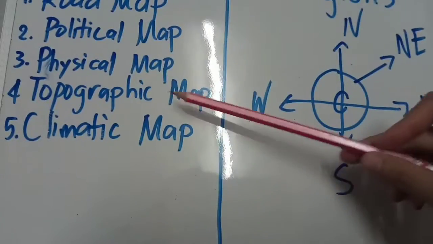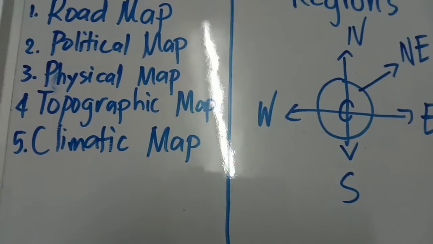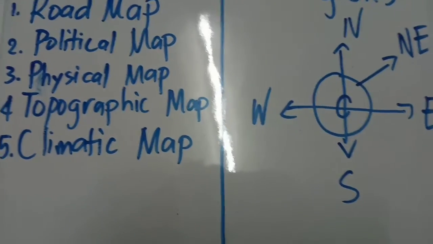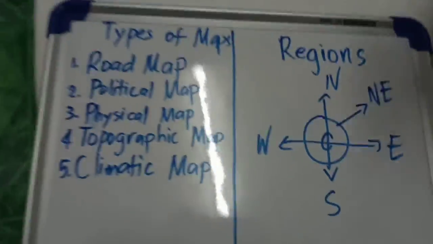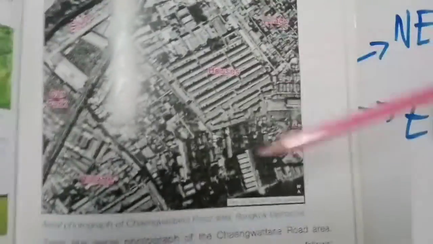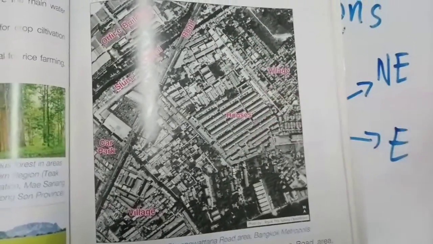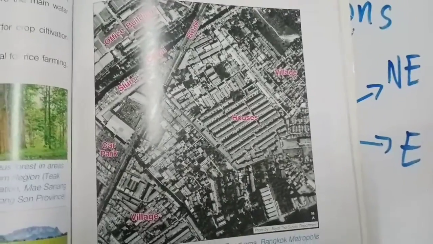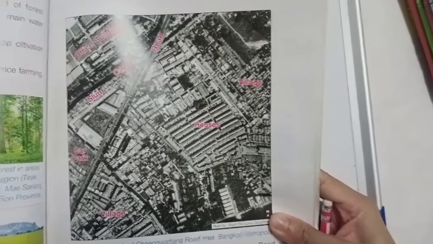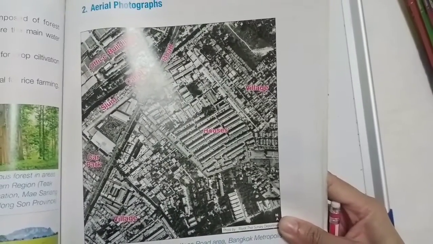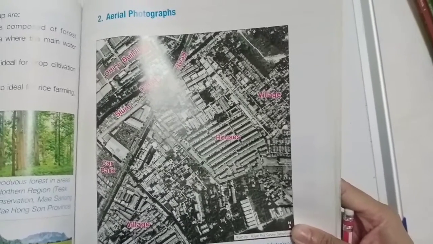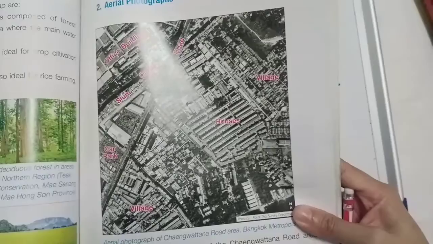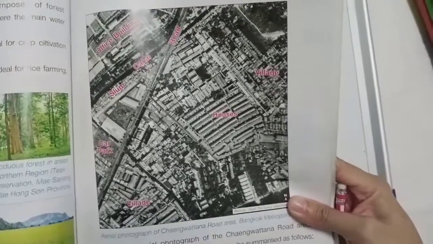We have the topographic map and we have the climatic map. The climatic map talks about the weather, but the topographic map shows it like an aerial photograph. So this is what we can call a photographic map. It's just the same as when you go to Google Maps and it shows you the real exact image of each house and each building and watersheds and rivers and mountains.